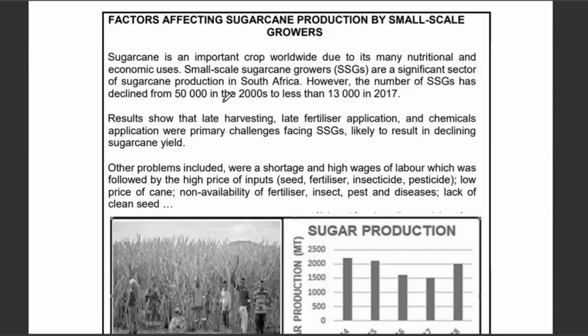It declined from 50,000 in 2000 to less than 13,000 in 2017. Results show that late harvesting, late fertilizer application, and chemical application were primary challenges facing sugarcane, likely to result in declined sugarcane yield. Other problems were a shortage and high wages of labor, which was followed by high price of inputs, seed, fertilizer, insecticide, and pesticide, low price of cane, non-availability of fertilizer, insects. This is a natural factor.